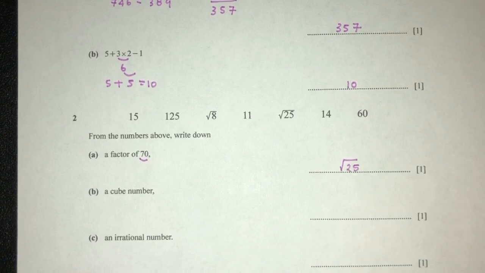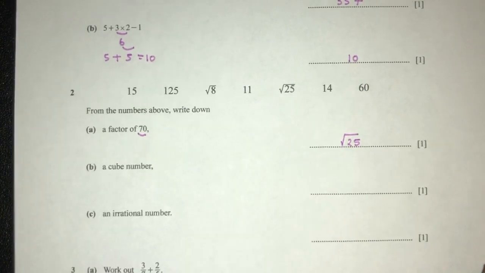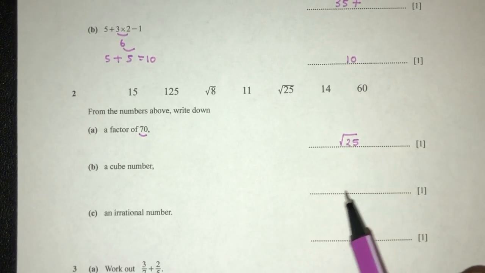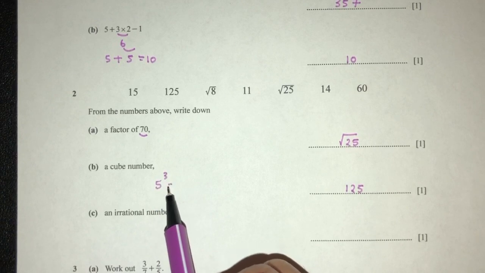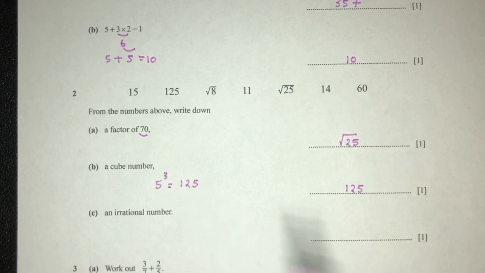Now it is a cube number. So let's see which one. Obviously 125 will be a cube number because we know that 5 cubed is 125, right?